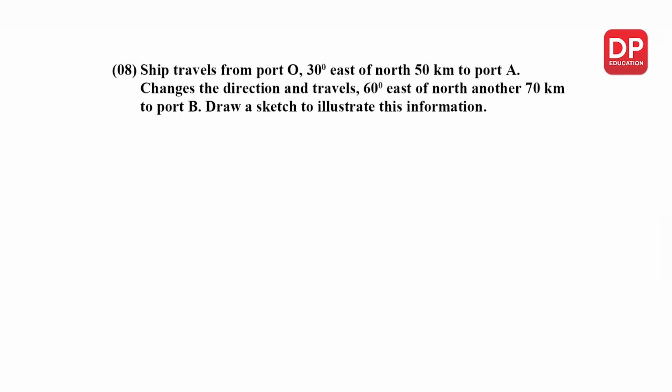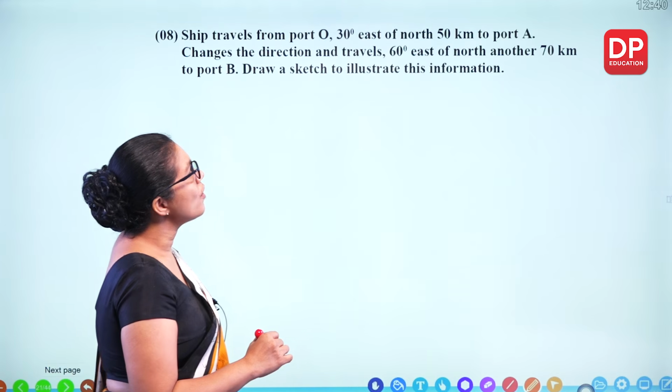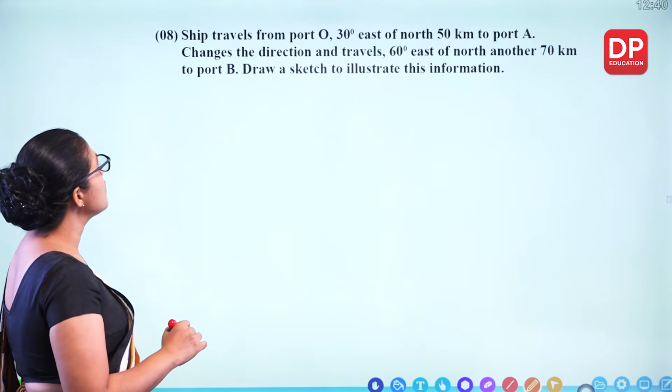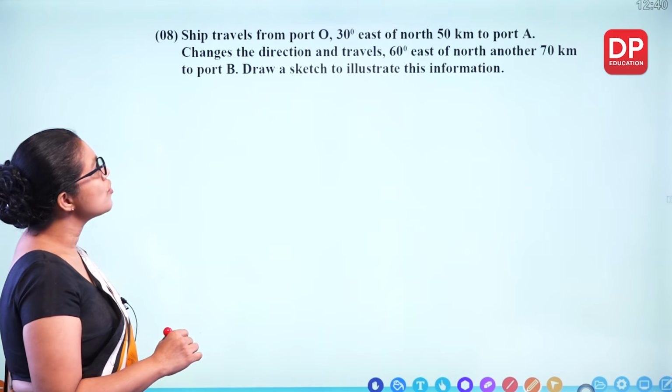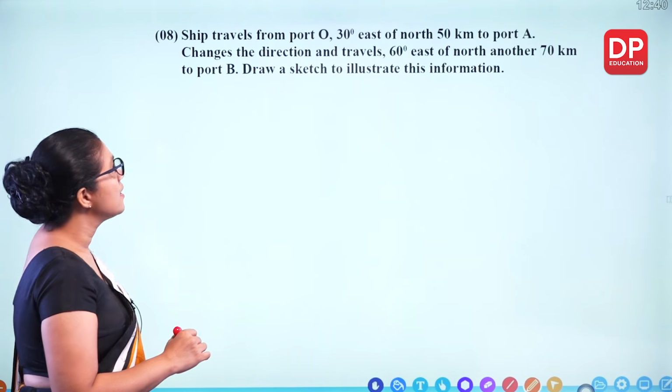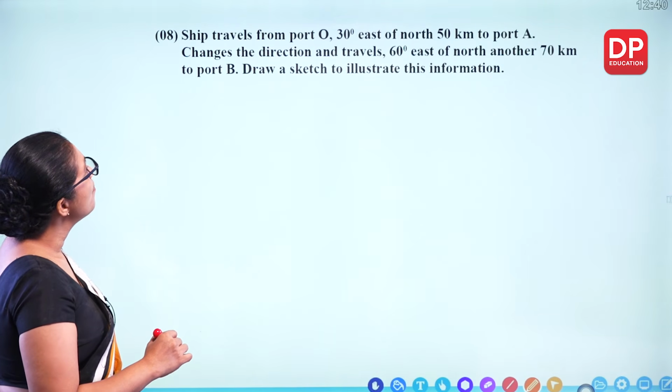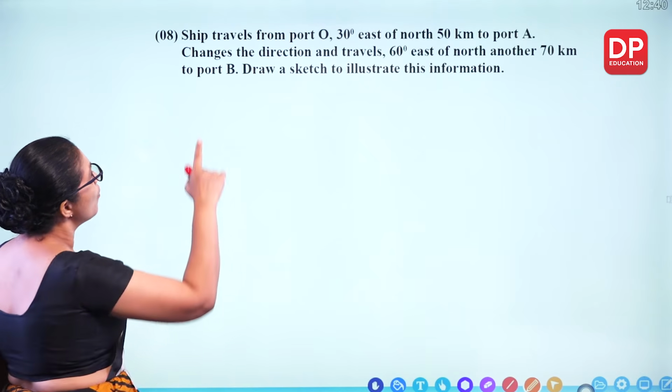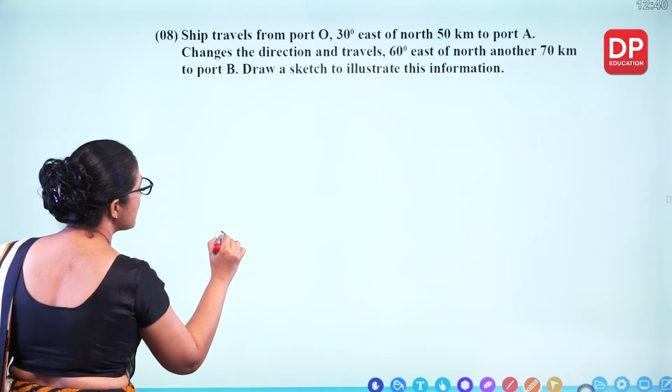A ship travels from port O, 30 degrees east of north, 50 kilometers to port A. It changes direction and travels 60 degrees east of north, another 70 kilometers to port B. Draw a sketch to illustrate this information. So we'll start from point O. That's port O.